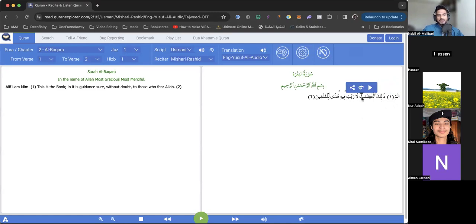ذَلِكَ الْكِتَاب. Can you translate? Anyone can translate this for me. ذَلِكَ الْكِتَاب. That is the book. But in modern day translations, you will hear, and you see it today, they translate it as, this is the book. You can open your own translation of the Quran. Most of them will say, this is the book.